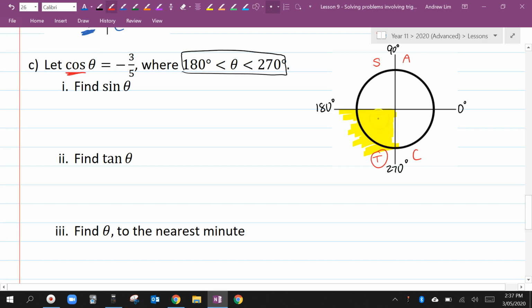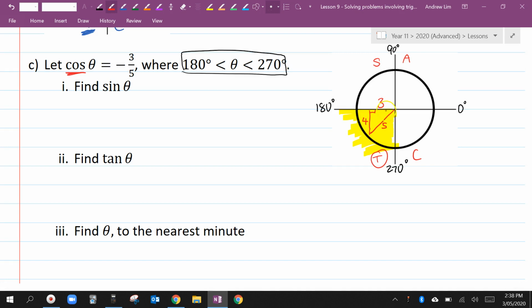Okay, so let's draw our triangle. We know it's adjacent over hypotenuse. Adjacent will be 3, hypotenuse will be 5. Therefore, we can use Pythagoras' theorem to work out that this is 4. Okay, 5 squared minus 3 squared is 16, root 16 is 4.